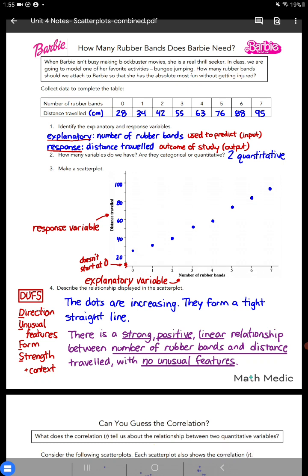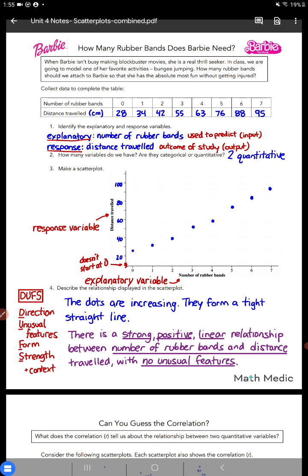Okay? And what you should notice here is that these dots appear to have a relationship, right? They appear to be forming roughly a straight line. And so what that is telling us here is that as the number of rubber bands increases, so does the distance that Barbie travels. And logically that should make sense, right?